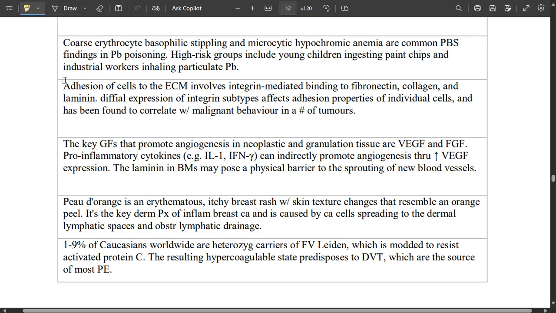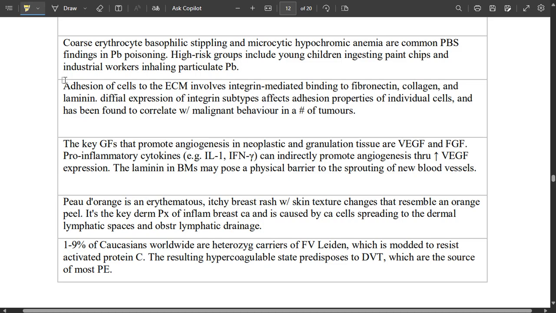Okay, this is a very general point, and it has been discussed before as well. Adhesion of cells to the extracellular matrix involves integrin-mediated binding to fibronectin, collagen, and laminin. So if cells adhere to the extracellular matrix, which is made up of, let's say, collagen, fibronectin, and laminin, the cells adhere to the extracellular matrix via integrin.